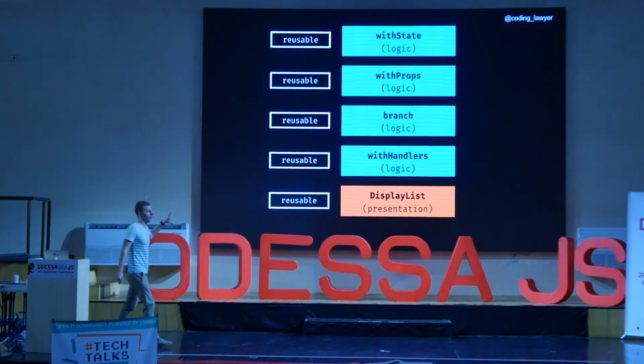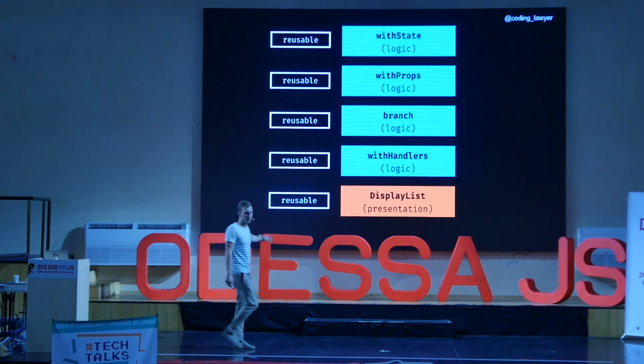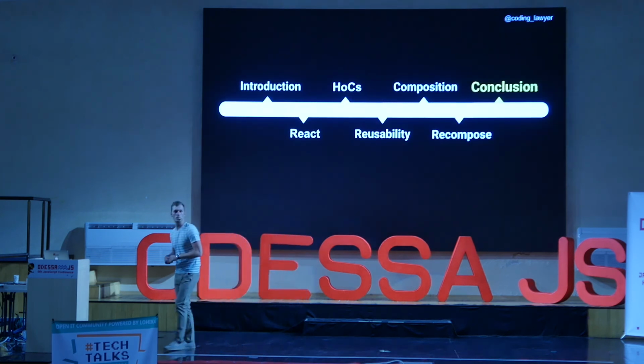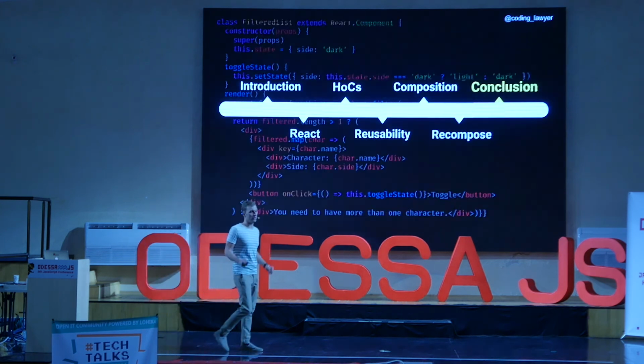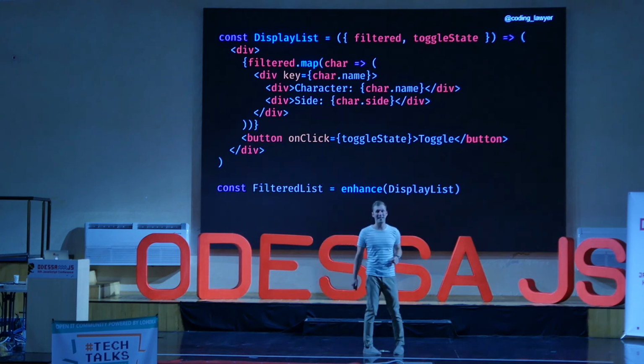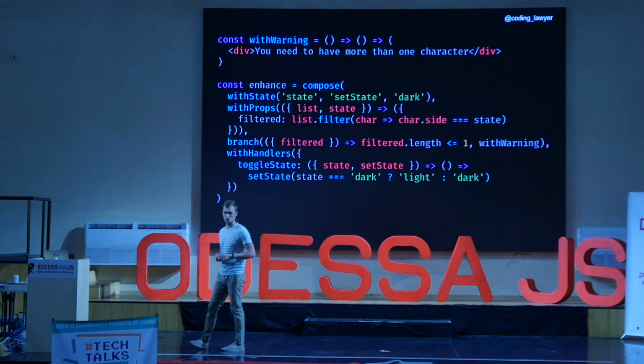Now, if we take a look at what we achieved, we are enhancing our display list presentational reusable component by 4 higher order components. We are injecting logic from these components to our presentational component, and all of the components are reusable. Okay, to conclude, we were able to transform this hard-to-reuse piece of code to this reusable, maintainable, and readable higher-order component composition.